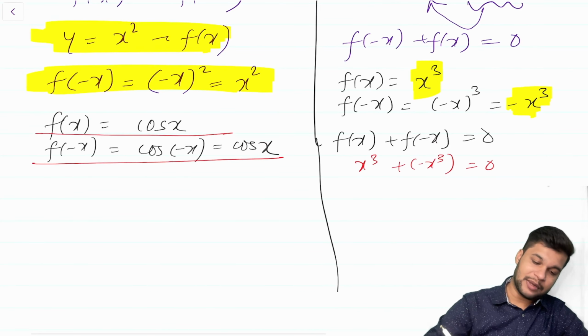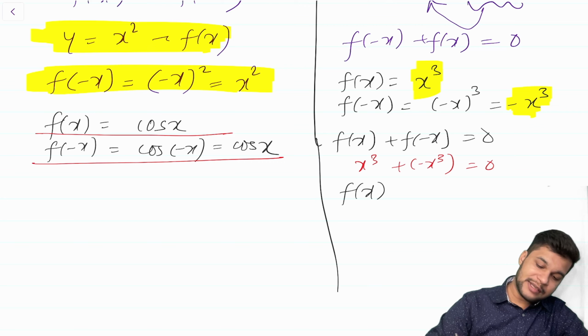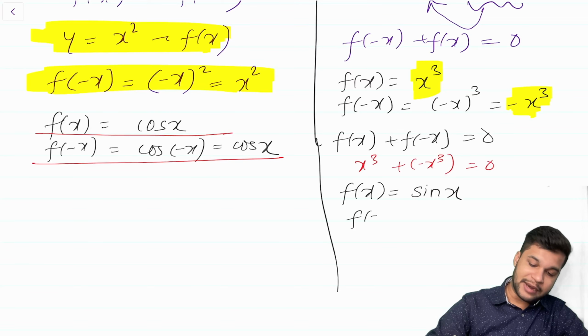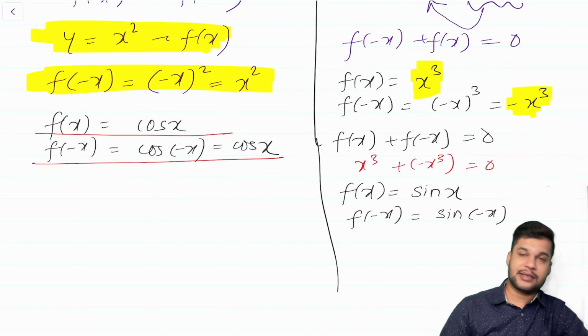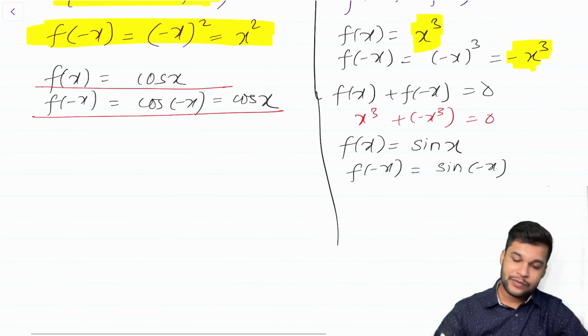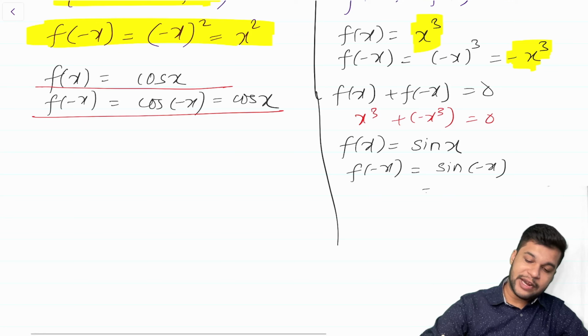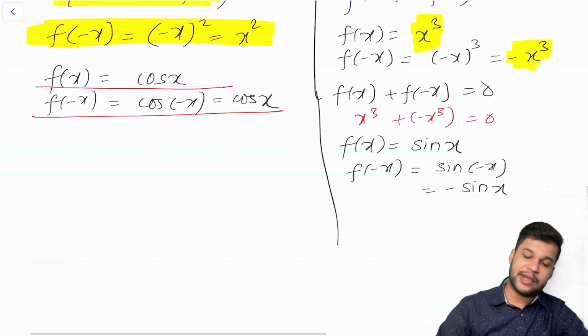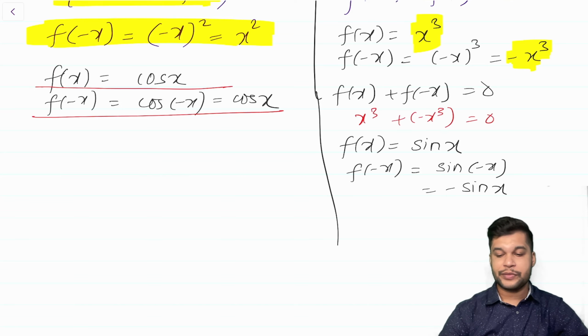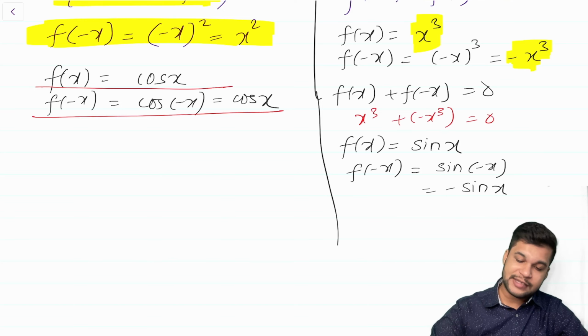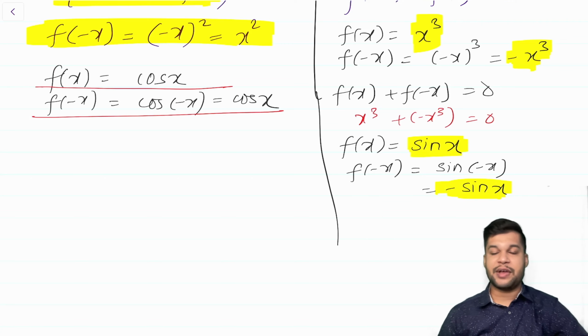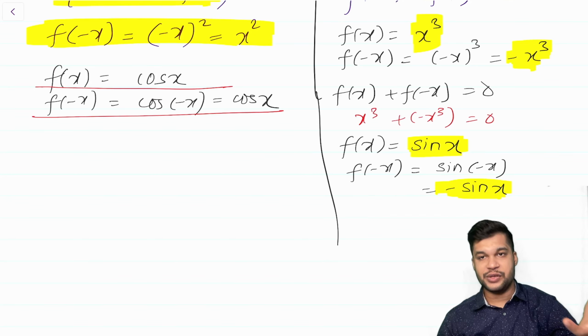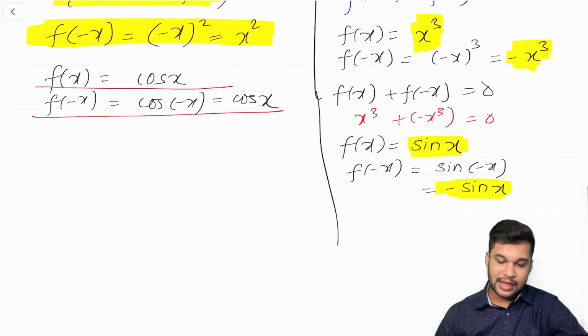I'll give you one more example. Let's say f(x) is sin x. What is f(-x)? It is sine of negative x. Sine of negative x is negative sine x, right? So if you add f(x) and f(-x), your answer will be 0, right? So this is an odd function.